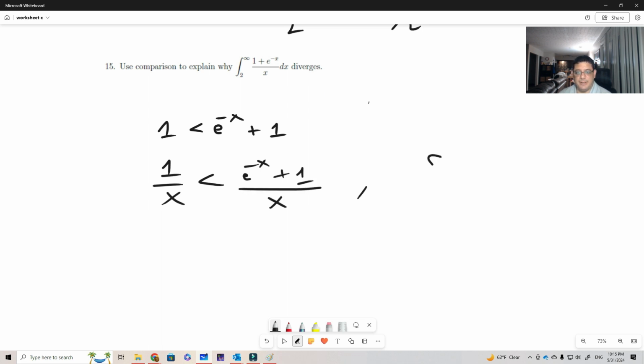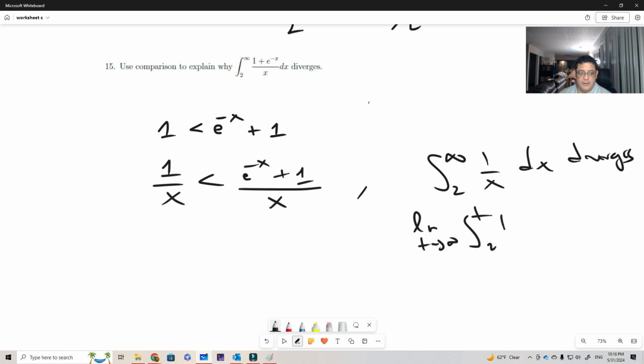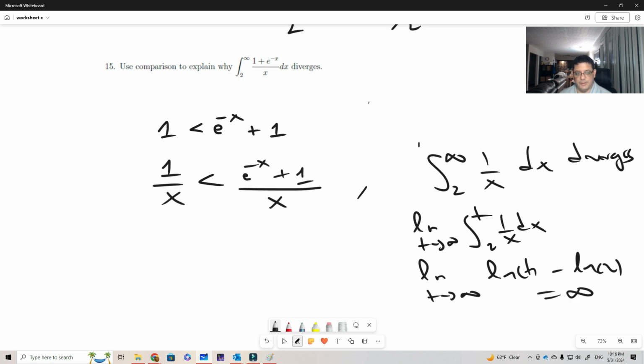Now what happens is that the integral from 2 to infinity of 1 over x diverges. That's clear because this is the limit when t goes to infinity of the integral from 2 to t of 1 over x dx. But this is the log function, so this is the limit when t goes to infinity of log of t minus log of 2. And this goes to infinity, so that integral is divergent.